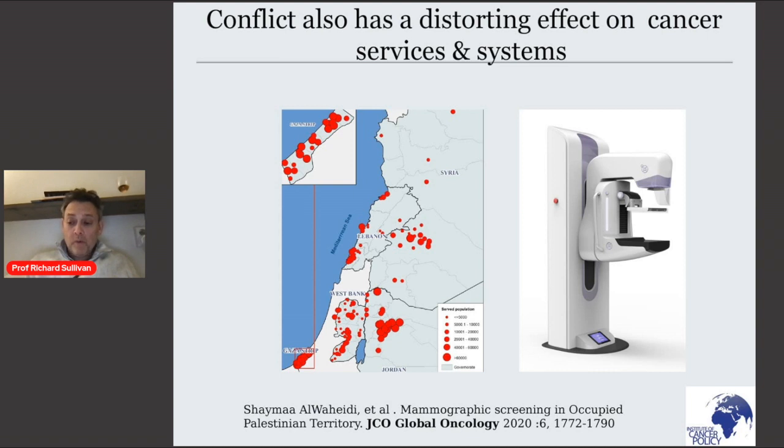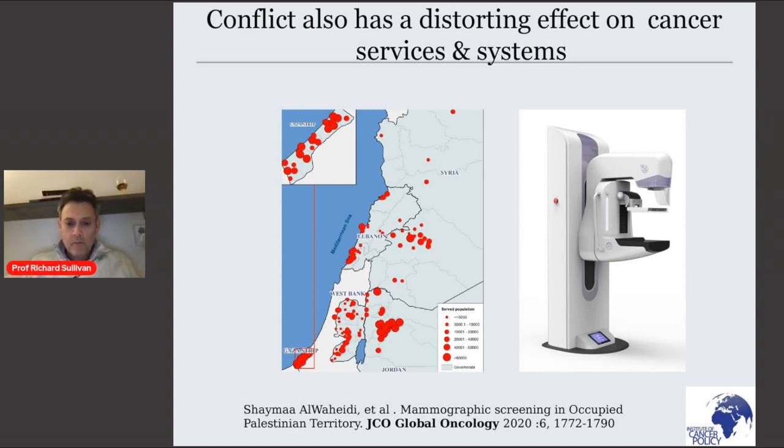The other thing we know as well is that conflict also has a significant distorting effect on cancer services and systems. It's very well acknowledged that in conflict situations, we tend to get black market economies arising. That's well known. The corruption elements are also well known.